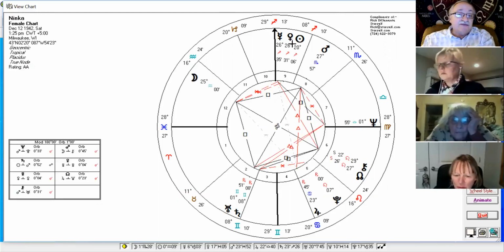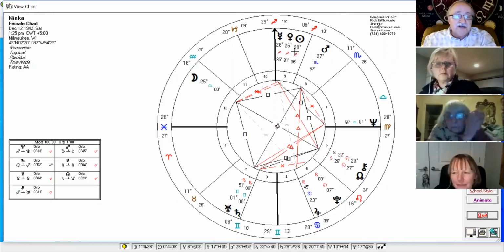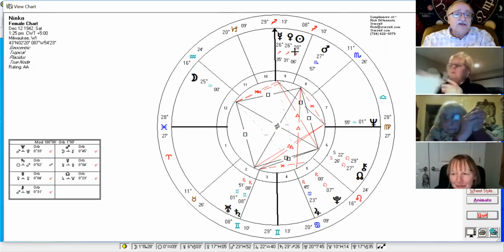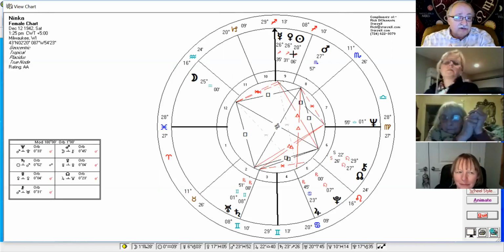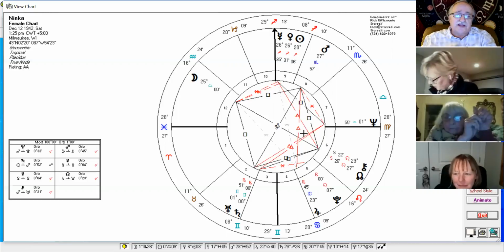Okay, we have a 9th house Sag. Sag is natural ruler of the 9th house. So we know that she's done a lot of schooling. She's a permanent reader. She loves to travel. She loves to educate herself. She never puts a book down. Okay, constantly learning. We've got a grand cross here.